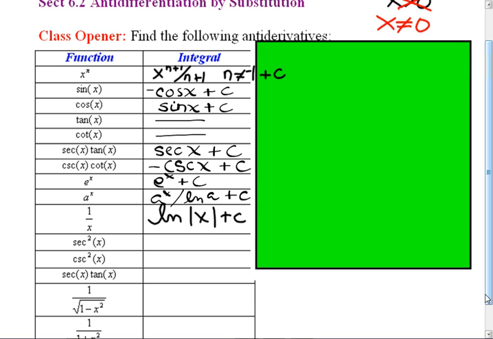A is a constant. So if this works with e to the x, because the log of e is just, what? What's the natural log of e? It's 1.